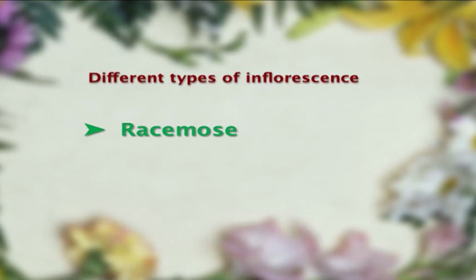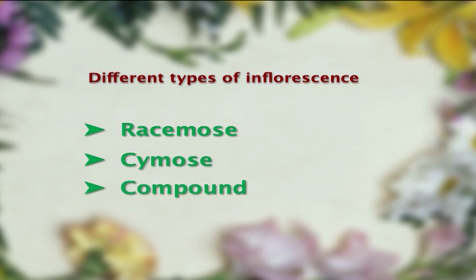Based on the growth and development of the main axis, the inflorescences in plants are classified into four main types. These are racemose inflorescence, cymose inflorescence, compound inflorescence and special inflorescence. First of all, we will discuss the racemose inflorescence. This type of inflorescence is also termed as indeterminate.